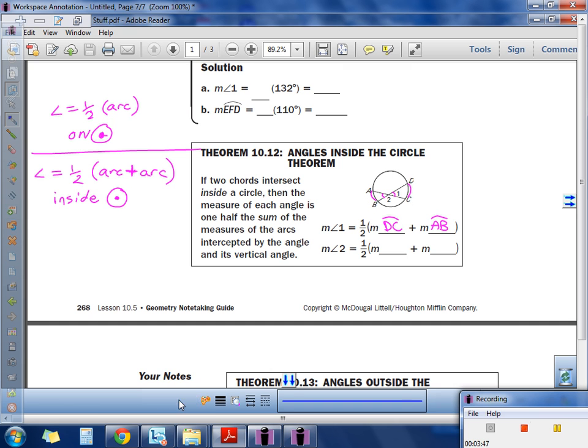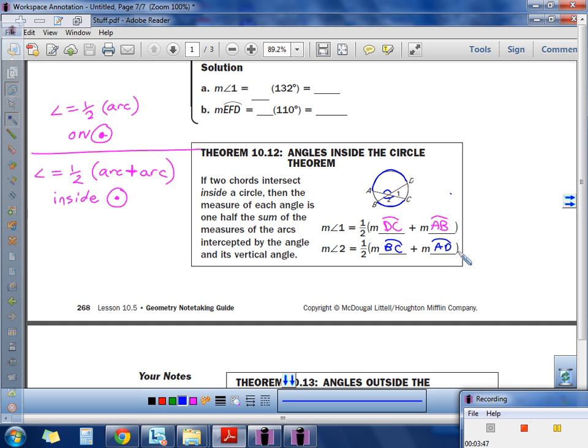Similarly, you can do that same process for the 2. So I'll erase these real quick. Here's our angle 2. Here's the arc that it hits. It hits arc BC. What else do you need to check? The vertical angle. So the vertical is right here, and it goes up and hits this arc, AD.